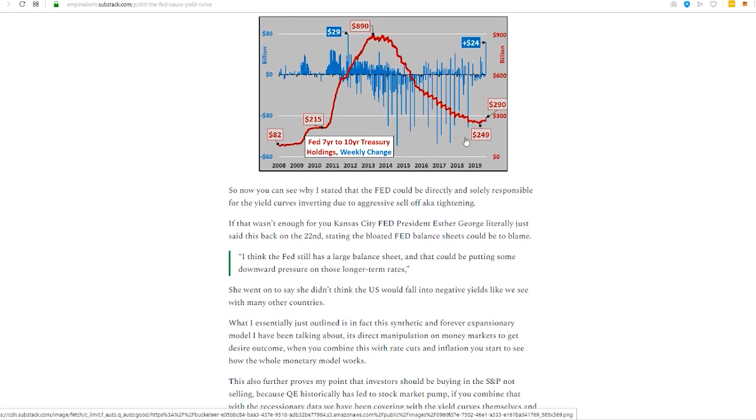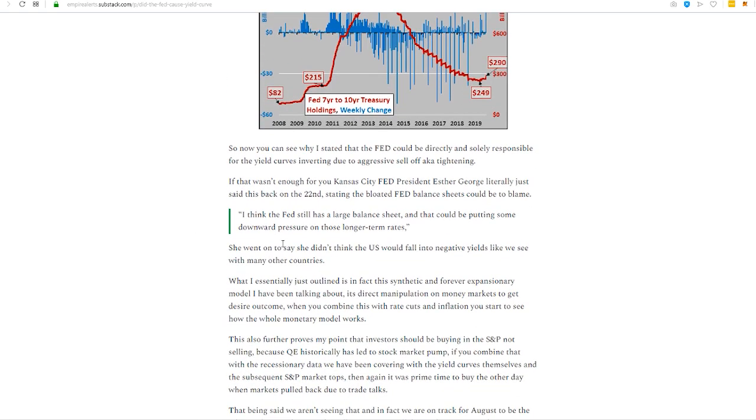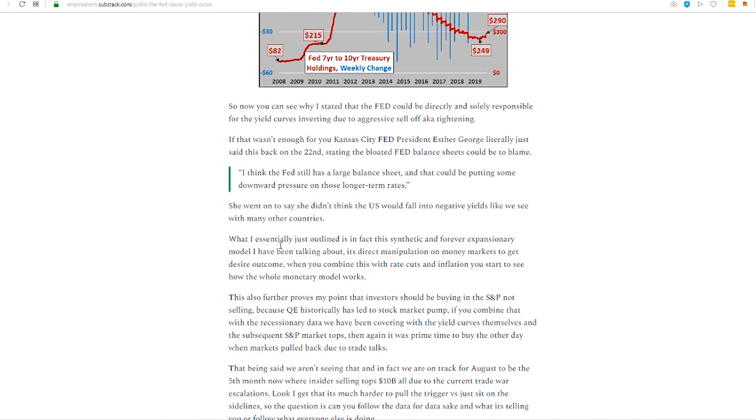Okay, here's your number right here. So what we can put together from all this is that there's a direct correlation between tightening, easing, and yield curves.